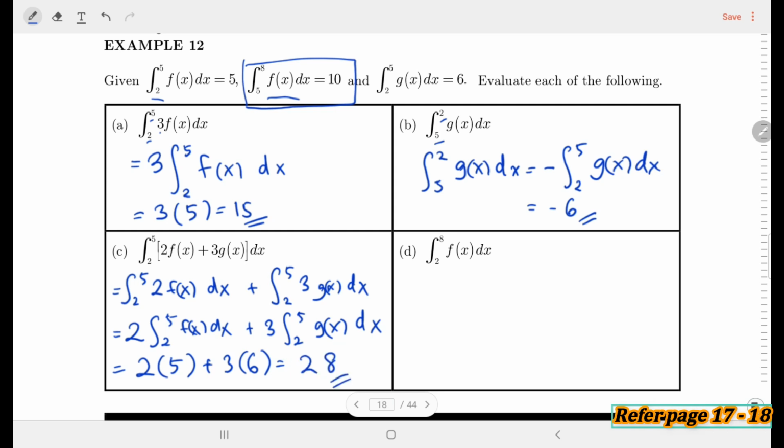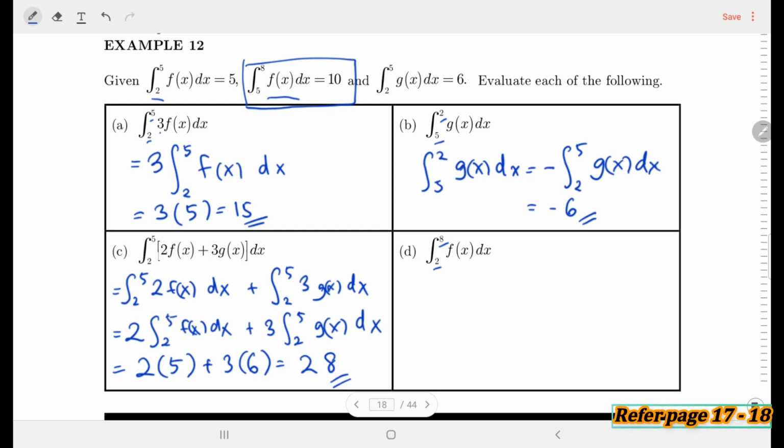And then for part D, we have lower limit 2 to the upper limit 8. Clearly, from the question, we can see there is no information given about the integral from lower limit 2 to 8.